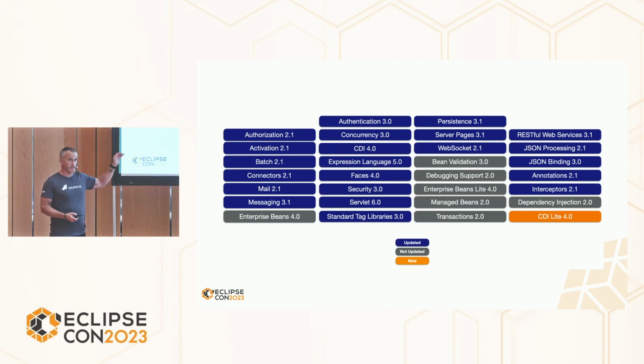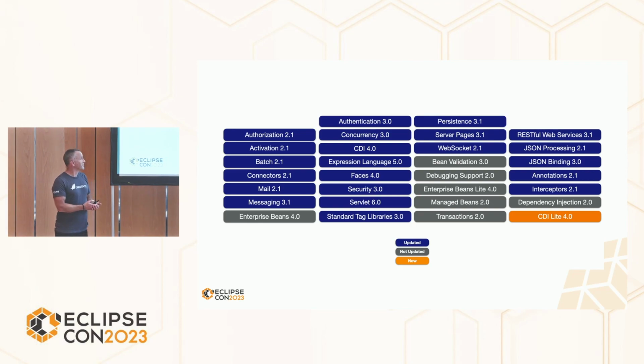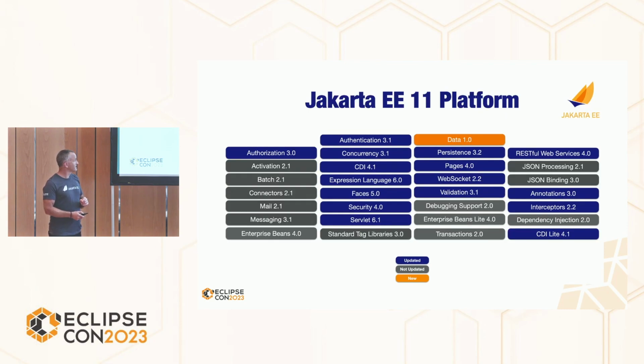The blue ones here are the ones that were updated for this release. As you see, most of them were updated. Some of them weren't, the gray ones. That doesn't mean that they're not updated in later releases. And we had one orange down in the corner, which means this was a new specification for this release. I'll get back to that in a couple of slides.